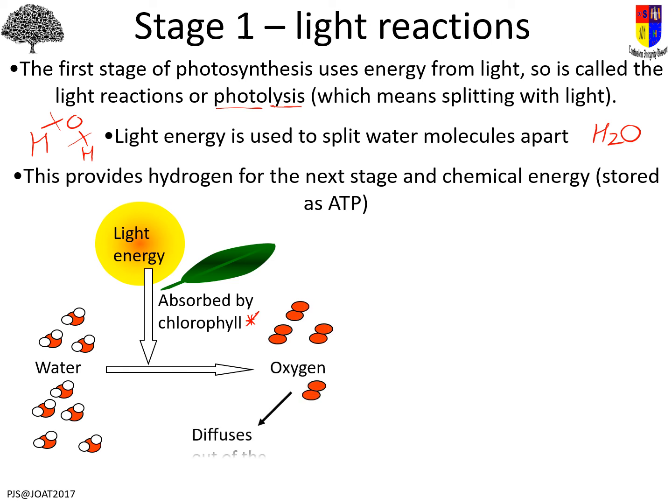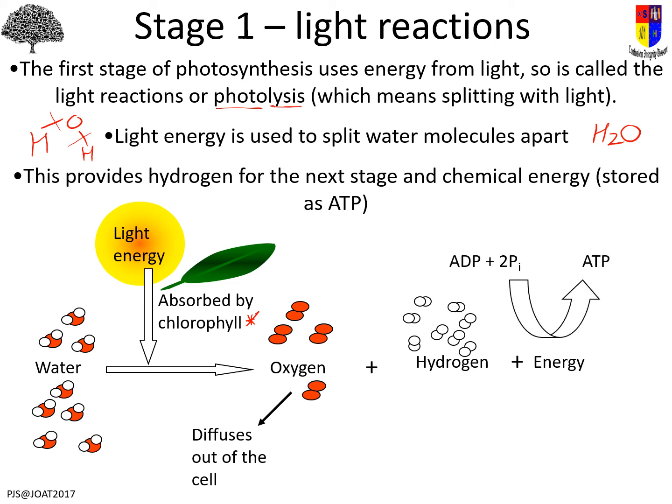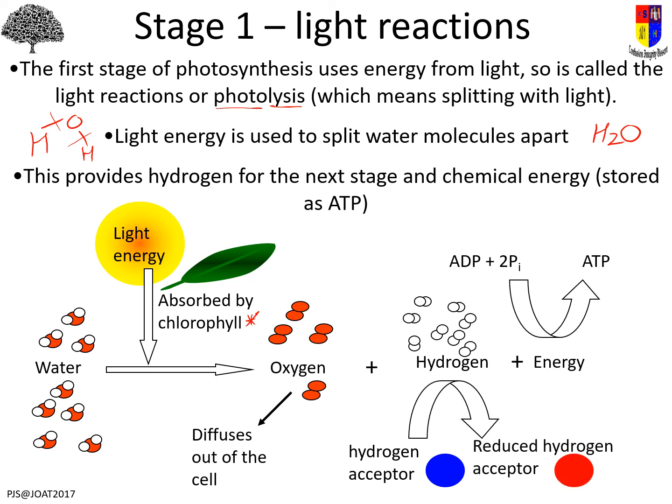you get oxygen, which you then just diffuse out the cell, okay? And you get hydrogen, which, well, hydrogen on its own, if it's just a gas in pure hydrogen form, is explosive. So it's kind of important that you don't let that hang around. So what you do is you pick that up with something called a hydrogen acceptor. And we also get our energy, and our energy we're going to convert into ATP, okay? So we've got our hydrogen acceptor, which is going to become a reduced hydrogen acceptor. So that's just the name for saying it's got hydrogen attached.